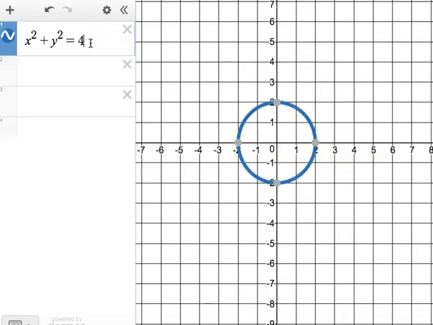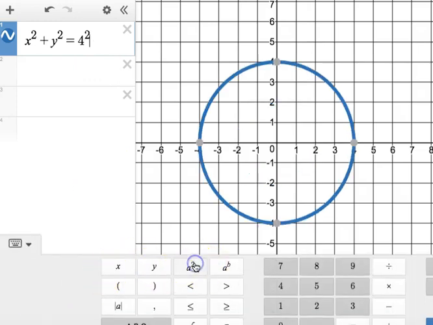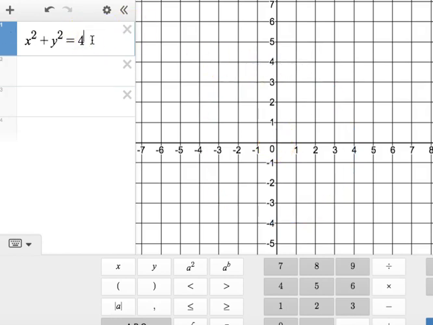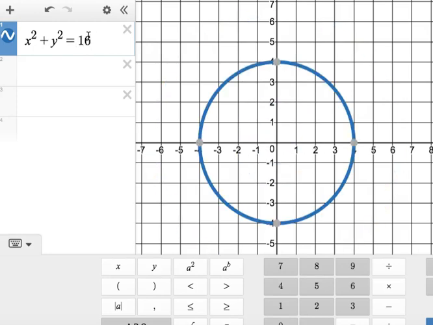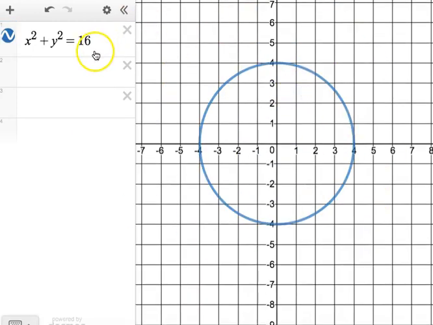Now that 16 comes from 4 squared. So if I put 4 squared, look at the circle there. So x squared plus y squared is 4 squared would be the same as saying x squared plus y squared is 16. So when I put that in, we have the same circle that we had there previously.